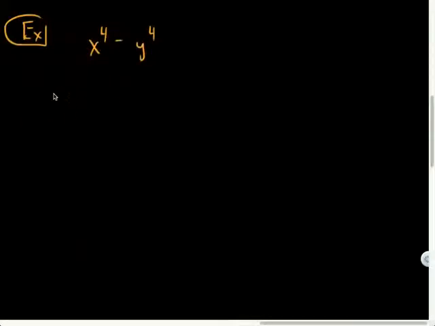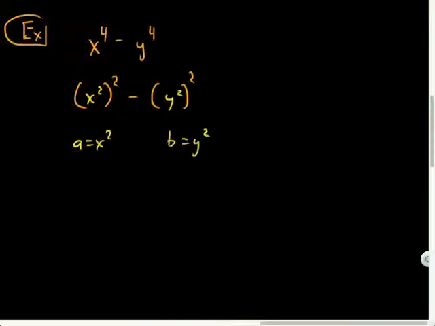So what squared minus what squared? x squared and y squared. X squared squared and y squared squared. I like it. So A is x squared. B is y squared. Okay, so let's plug it in the pattern.